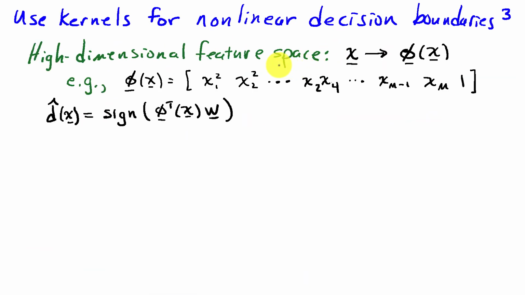So suppose we do want to work in a high-dimensional feature space so we can implement nonlinear decision boundaries. Well, in that case, we're going to take x and replace it by phi of x. For example, we could take quadratic functions of all the elements of x, things like x1 squared, x2 squared, or the cross products between xi and xj, and then the linear terms, just the individual x's, and maybe a constant term as well. This will give us a nonlinear decision boundary. We can write our predicted class d hat of x as the sign of the inner product phi transpose of x times w.